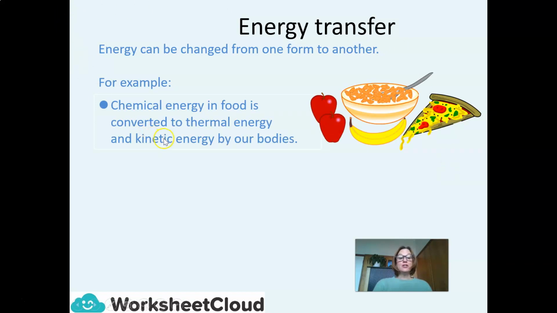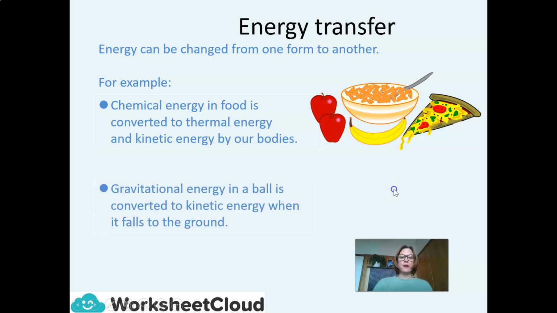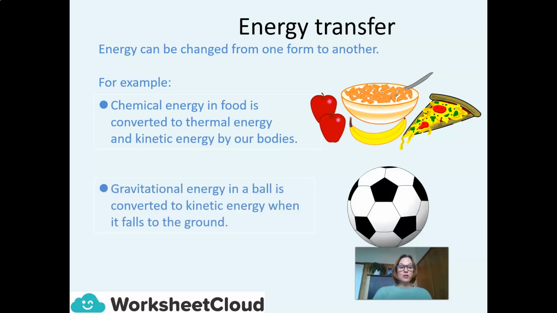Example, chemical energy in food is converted to thermal energy and kinetic energy by our bodies. Now, I know I've explained this in previous lessons, but it's leading up to energy systems, so it's important that we just recap this. Okay? Gravitational potential energy in a ball is converted to kinetic energy when it falls to the ground.